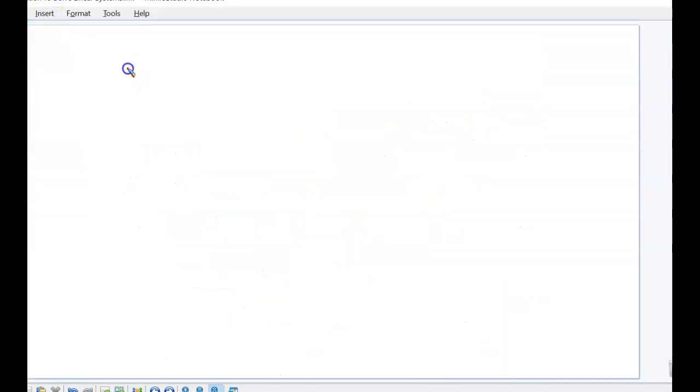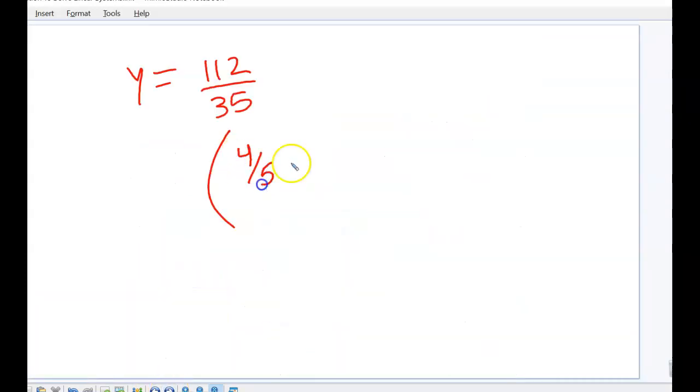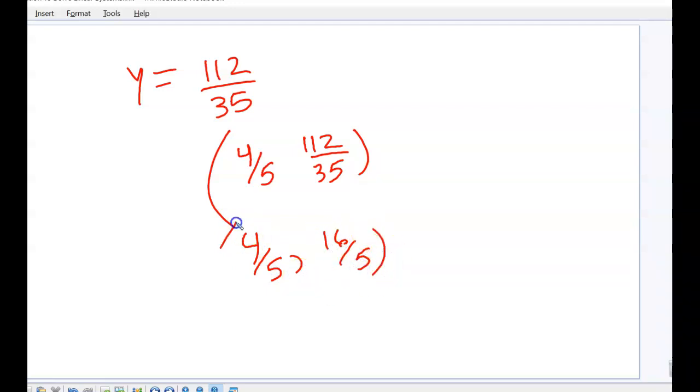Therefore, my final answer is going to be y equals 112 over 35. So my solution is going to be 4/5 and 112 over 35. And that would be your final answer. Okay, now you could reduce 112 over 35 to be 16 over 5. So that would probably be the way the answer would be written in the back of the book.